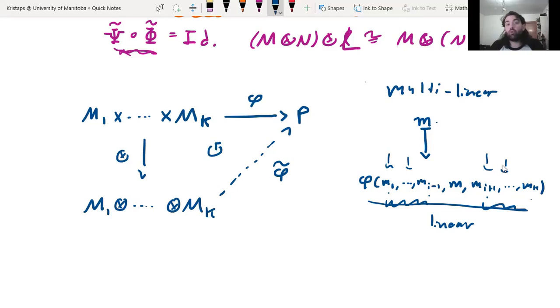So in the next video, we're going to specialize to the case of vector spaces, and then we're going to take a look at how these things transform under a change of basis, much in the same way that we understand how normal linear transformations change under a change of basis.